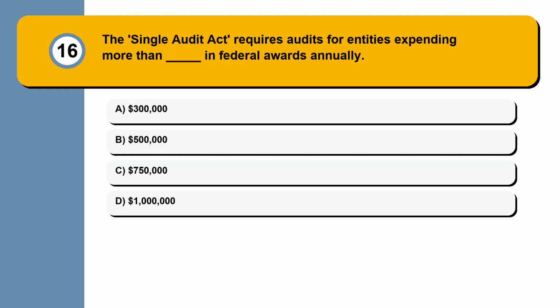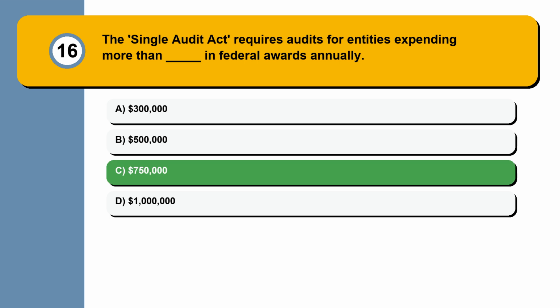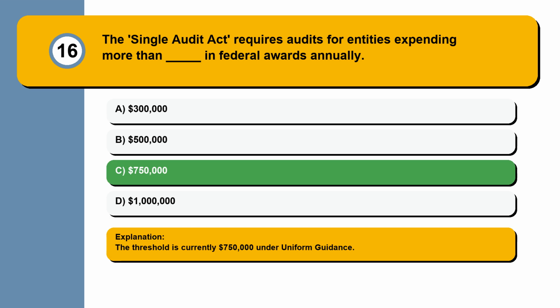Question 16. The Single Audit Act requires audits for entities expending more than what in federal awards annually? $300,000, $500,000, $750,000, $1 million. The threshold is currently $750,000 under uniform guidance.